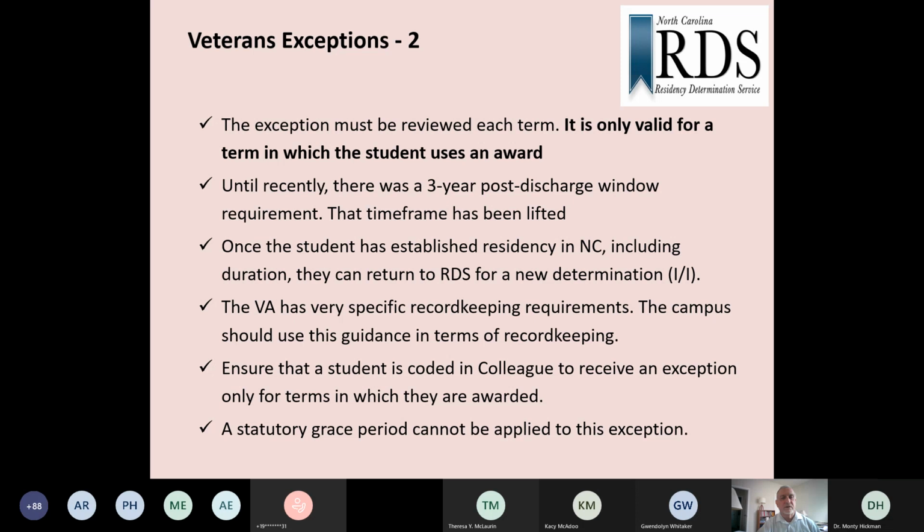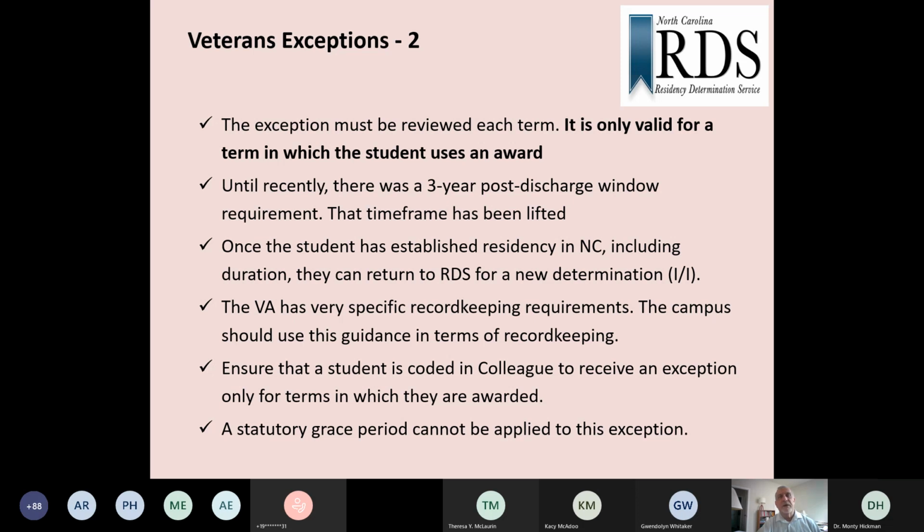Again, they can come back at any time, if they've been here a couple of years, and try to qualify for in-state through RDS if they have duration now and didn't just move here and make changes. On this one, the VA has very specific record keeping requirements. And so that's what I would suggest the campus follow in terms of record keeping: the award was given, you have it on file, and they have to be tracked so that it's only applied in those periods.